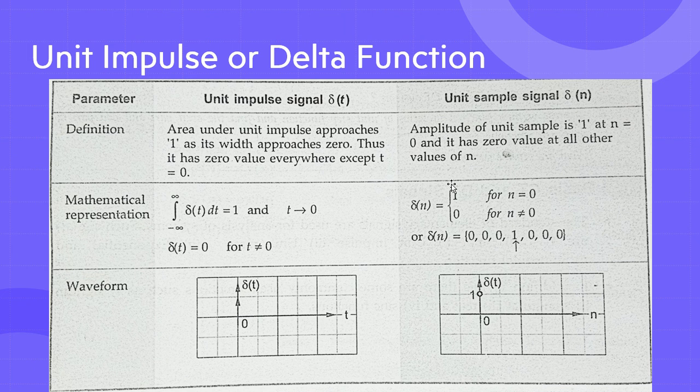Okay, then where is it used? So this unit impulse, or call it unit sample, both of them are used to determine the impulse response of my system. If I want to determine what is the impulse response of my system, then I will be using unit impulse or unit sample signals based on my signal, and based on my requirement.